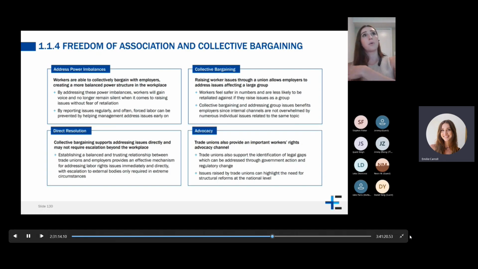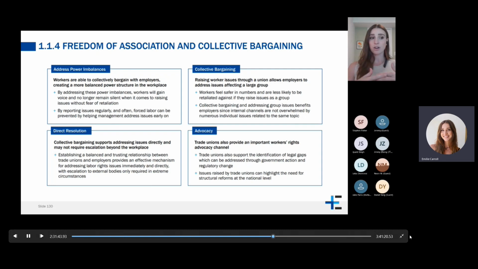So next up we have 114, which is centered around freedom of association and collective bargaining. Some of the benefits of having these mechanisms and these rights in place for workers is that it addresses power imbalances. Collective bargaining allows workers to raise issues through a union that affect a large group. So it's really powerful to come as a group with many people who are experiencing the same issue. It also allows for direct resolution.